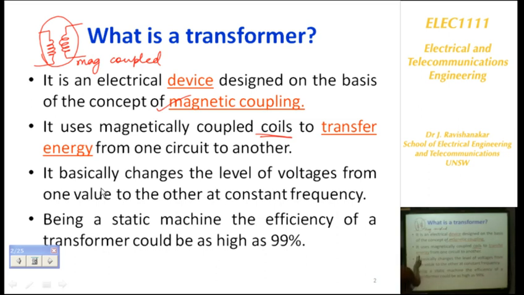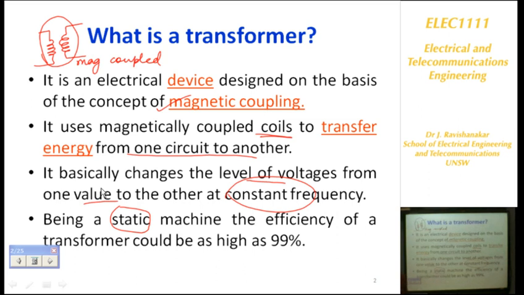So the transformer helps to transfer energy from one circuit to another. A transformer is a device which transfers energy between two different circuits which are not electrically connected but which are magnetically coupled. And it changes the level of voltages from one value to another, and this change of voltage takes place at constant frequency. And this transformer is supposed to be a static device.